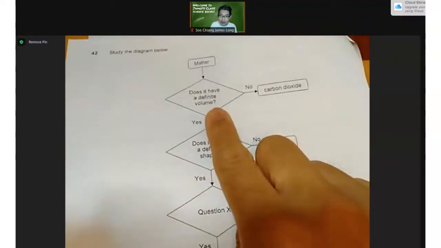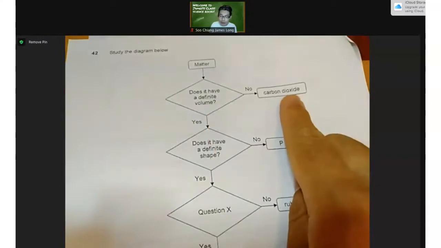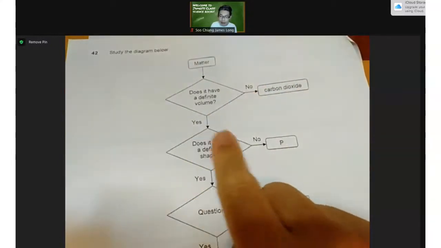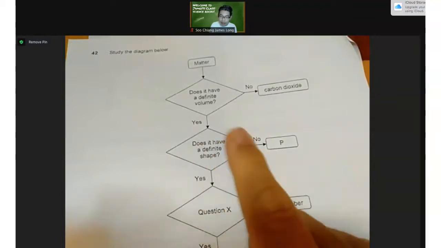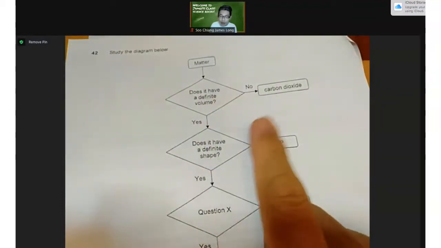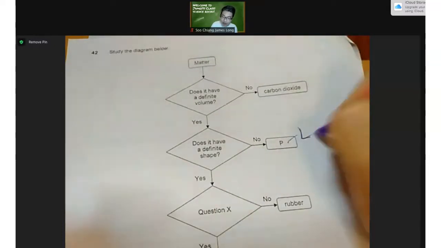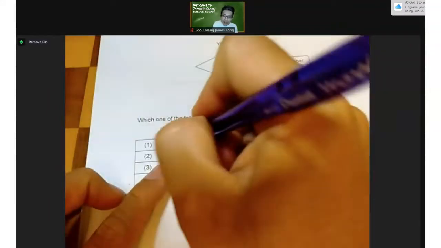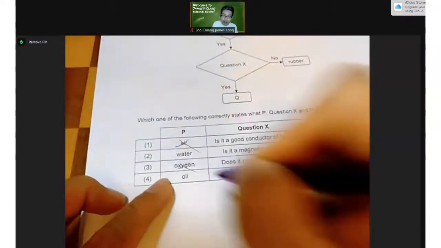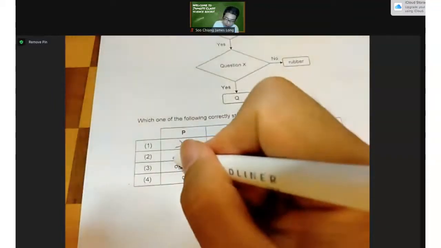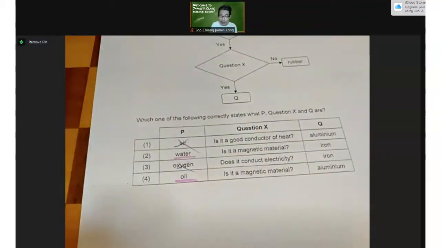Alright, so let's take a look. Does it have a definite volume? No. So gas is here. This part is either solid or liquid, right? We're not sure what it's talking about. Does it have a definite shape? No definite shape and not a gas. So P must be a liquid. Let's check what is a liquid for P here. Well, it is not air, it is not oxygen, so it's either water or oil.